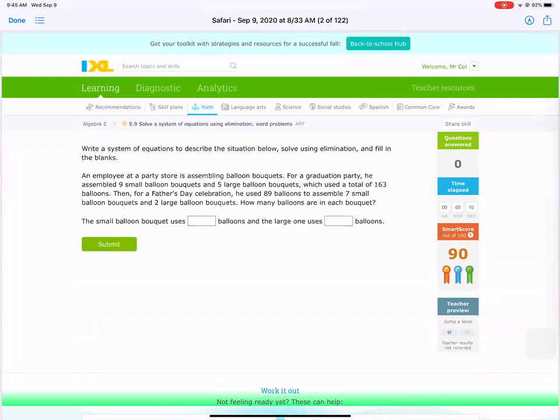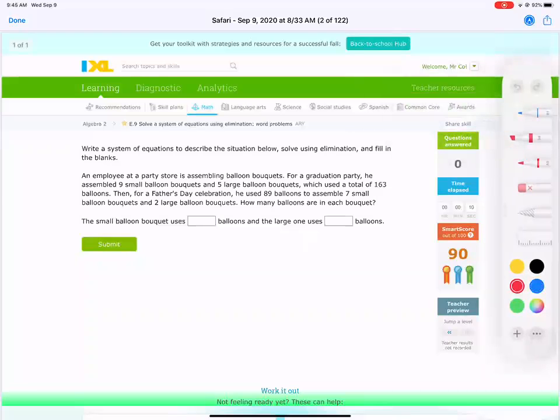Okay, so let's mark this. This is 9 small balloons and 5 large balloons, which use a total of 163 balloons. Dang, that's a lot of balloons. That's our total. Then for a Father's Day celebration, he used 89 balloons to assemble 7 small and 2 large bouquets. So we have 89 balloons total, 7 small and 2 large. How many balloons are in each bouquet?